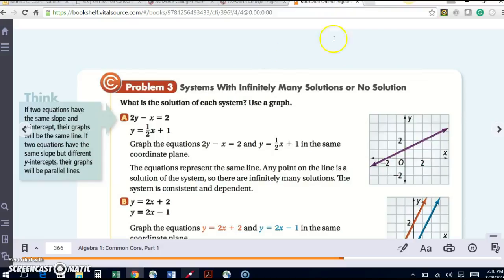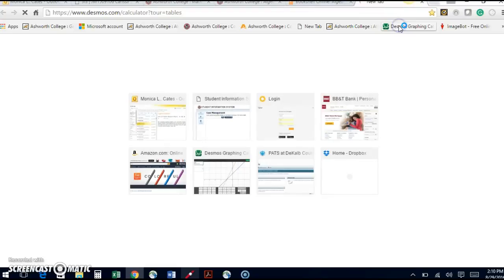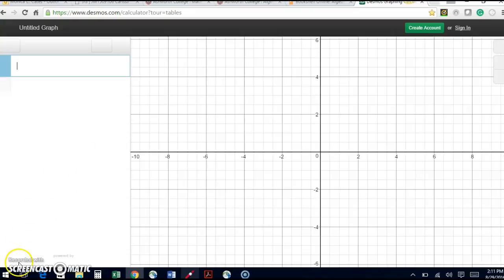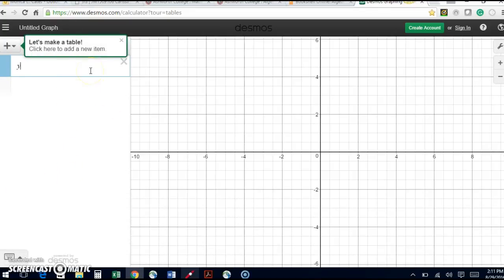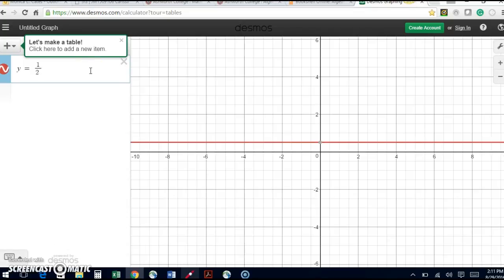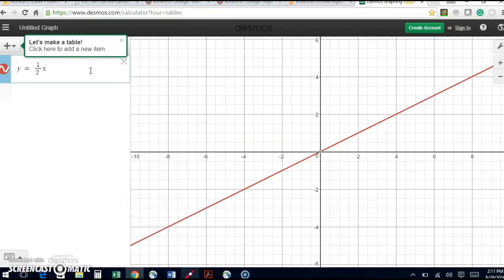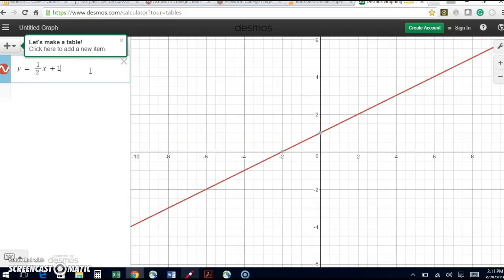But if we didn't want to graph it, we can go to my free graphing calculator at www.decimals.com. And of course, it's going to take a long time to load. Let me pause. Oh, there it is. Alright, so we have y equals 1/2 x plus 1. So there I have it.